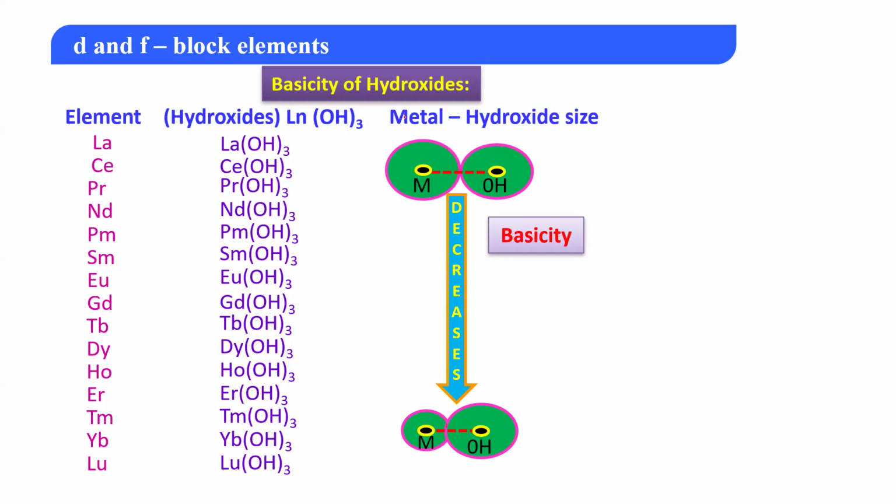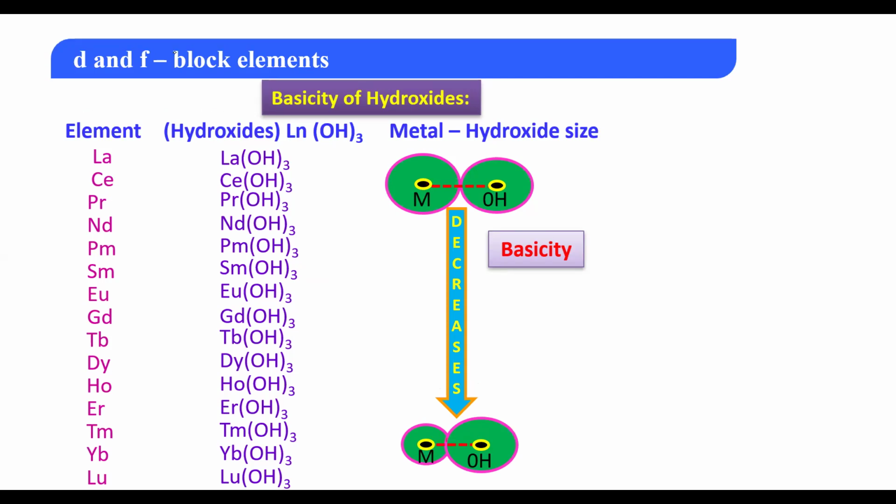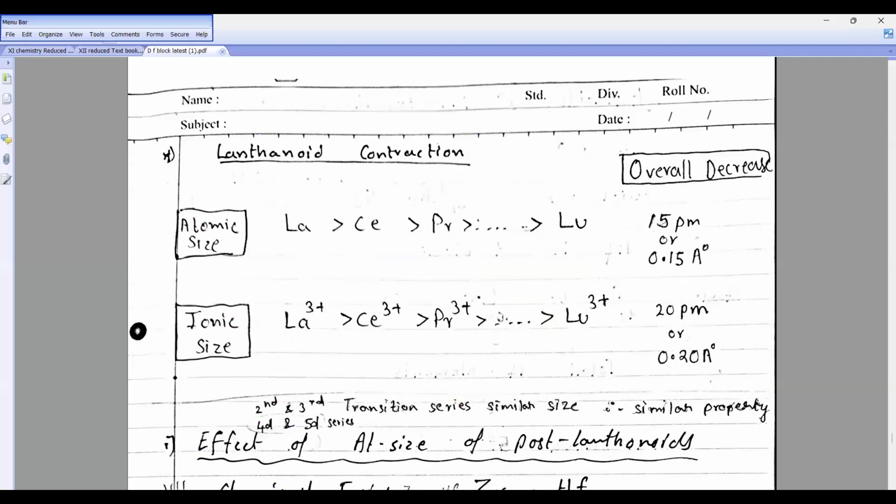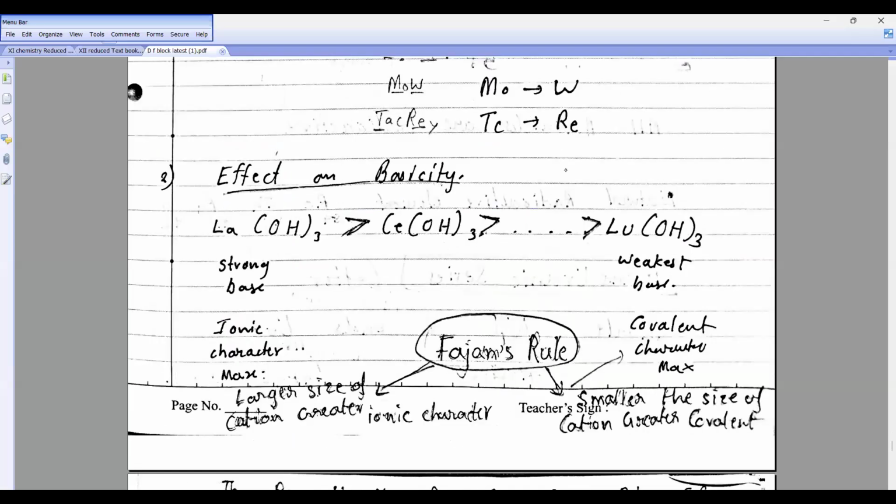Look, in the exam they will tell you to arrange in increasing or decreasing order of basicity. So look, I have given here. La is the most basic, then cerium, then Lu is the weakest base. This is as per Fajan's rule also.